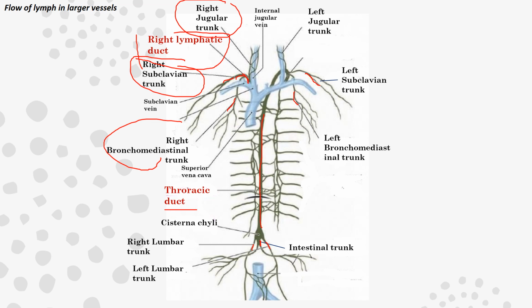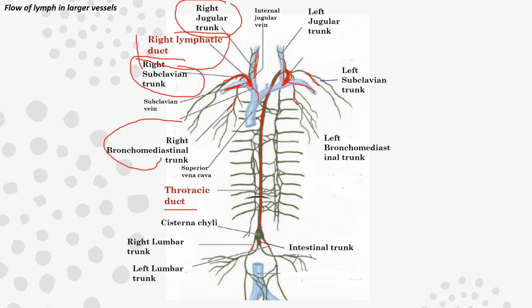empty their content at the junction of the jugular vein. This is the internal jugular vein and this is the subclavian vein. So you can see there's a junction here. This is where the trunks are going to come and empty their content. So the one on the left side is going to be taken up by the thoracic duct. It's going to go all the way up and empty in this junction, whereas the right lymphatic duct is going to empty its content on the right side of the internal jugular vein and the subclavian vein here.